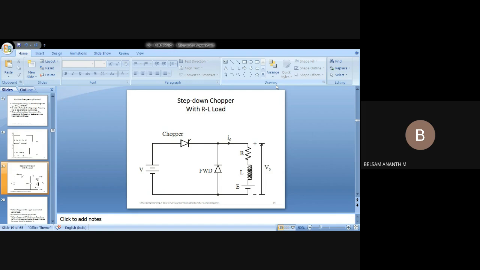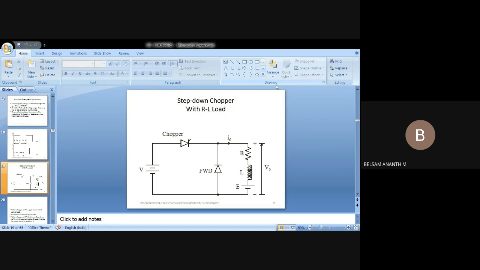And here, when we speak about the step down chopper with two loads, what are the loads? I have R, L and E. Here, I have a load RLE, that means resistive and inductive loads with a minimal amount of source. That entire area will be considered here as the output of my chopper. So my input voltage is V, my output voltage is V0 and my output current is I0. That is the only difference from the previous diagram.